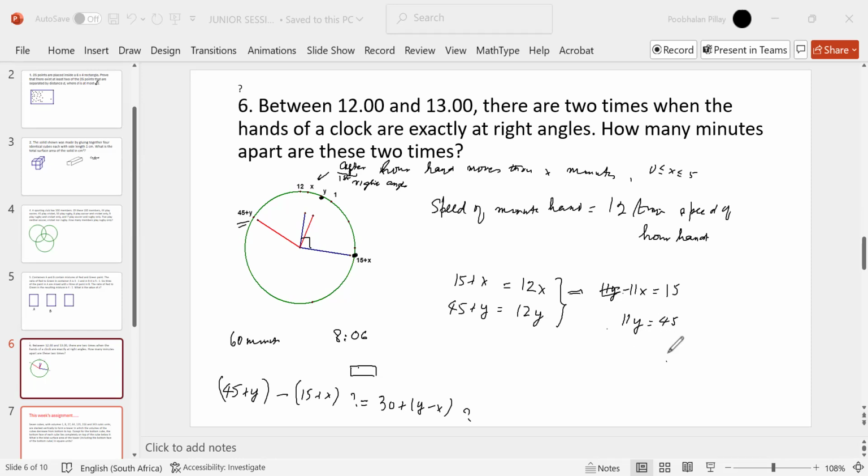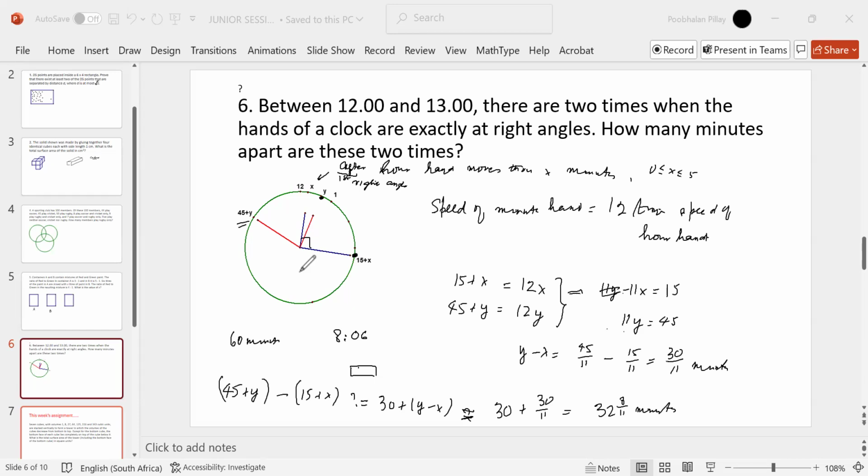Okay, but we need to work out y minus x. So y is 45 over 11 from this equation here, and x is 15 over 11. So you can solve for both of them. That gives you 30 over 11. So y minus x is 30 over 11 minutes. So this was a problem. We need to work out what is 30 plus 30 over 11 minutes. And you can work this thing out as 2 and 8/11. So it's 32 and 8/11 minutes.